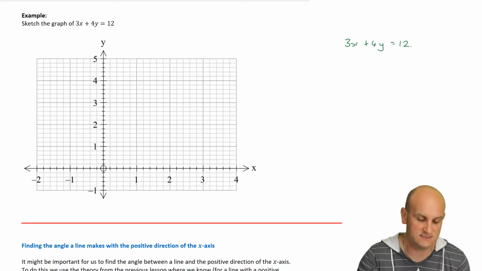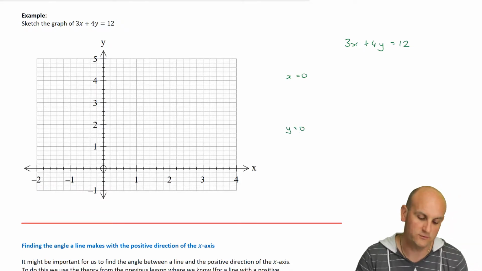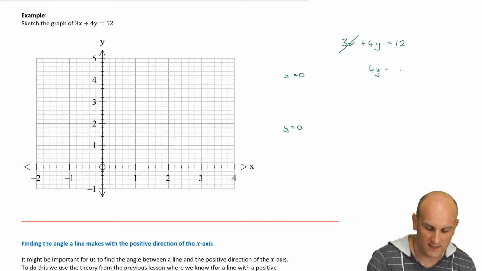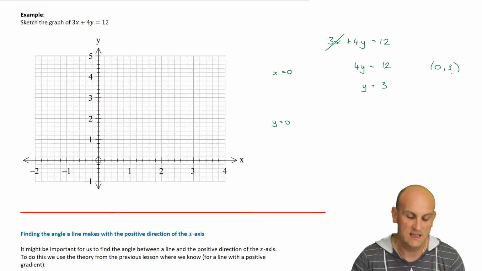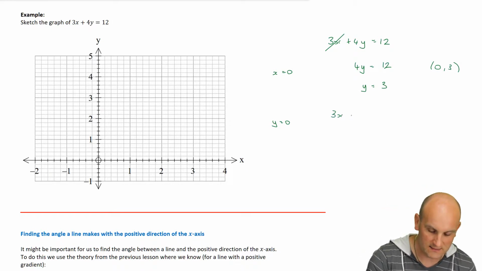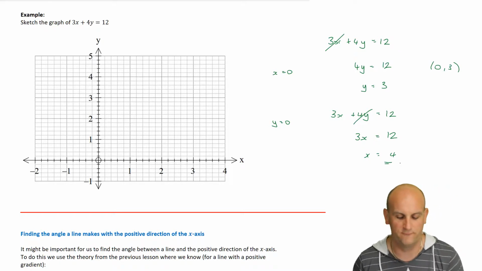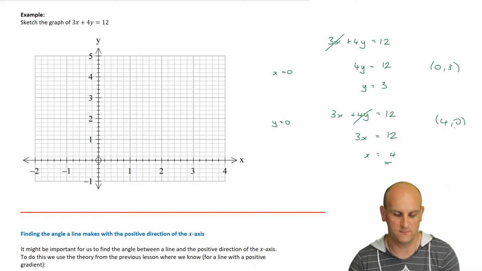So how do I find my intercepts? Well, I know to find my intercepts, I let x equal 0 and I let y equal 0. So if I make x equals 0, that disappears, which gives me 4y is equal to 12. So y becomes equal to 3, and so I have (0, 3) as one of my coordinates. And likewise, if I have 3x plus 4y equals 12, and I make y equals 0, that disappears. So 3x is 12, and x becomes equal to 4. So again, that's (4, 0), not (0, 4), (4, 0).